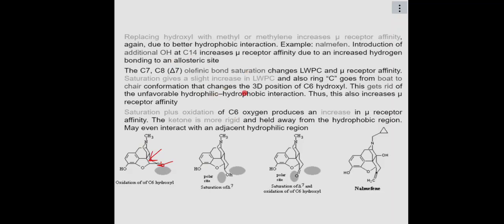So now we are able to mention that we are replacing the hydroxyl group with a methyl or methylene, like in nalmethene. This increases the mu receptor affinity, again due to better hydrophobic interaction, as I've already said. Also, it will increase the lipid solubility slightly. For example, in nalmethene, the introduction of an additional hydroxyl group at carbon 14, as we have already discussed. In all of them, they have a hydroxyl group at position number 14, which increases the mu receptor affinity due to increased hydrogen bonding to an allosteric site.